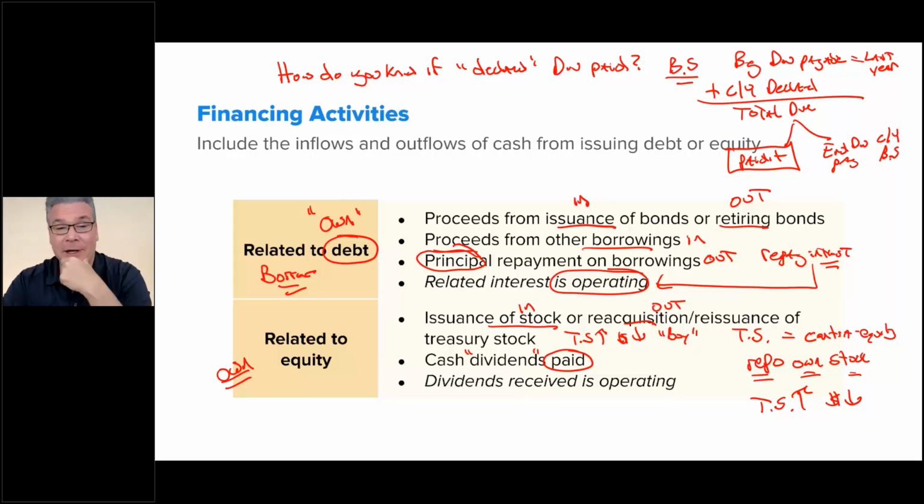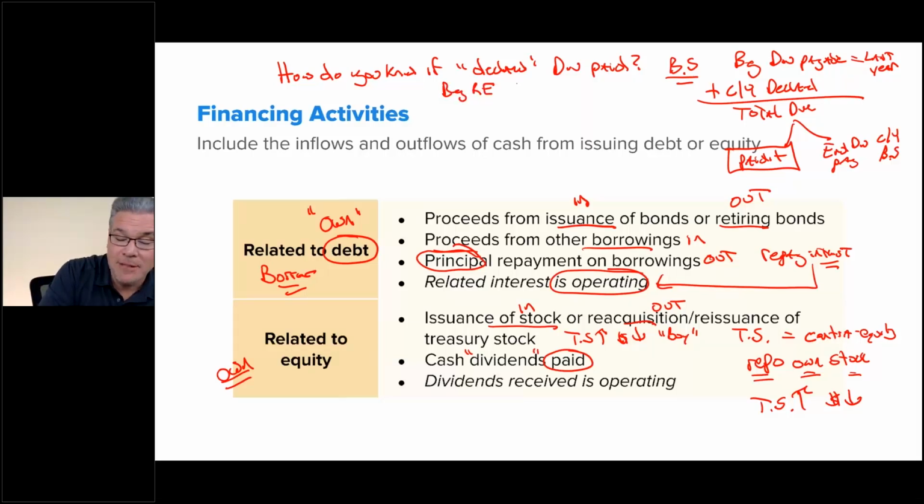Paid is your plug figure. All righty. And how do you know if a dividend is declared? Beginning retained earnings, let's say that's 10, plus your current year profit, let's say that's 2. We get a subtotal, 12. Let's say my ending retained earnings is only 7. Then what happened to the other 5? Therein lies your dividend declared.